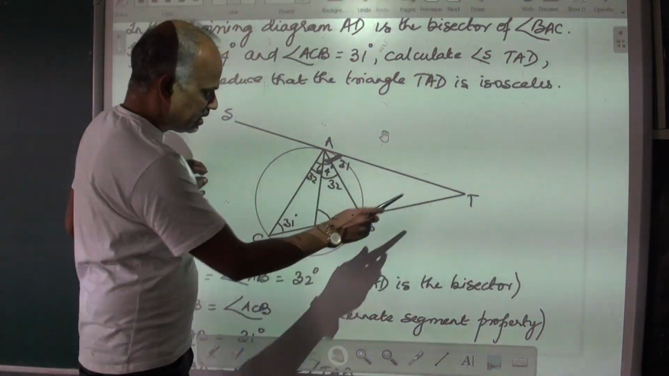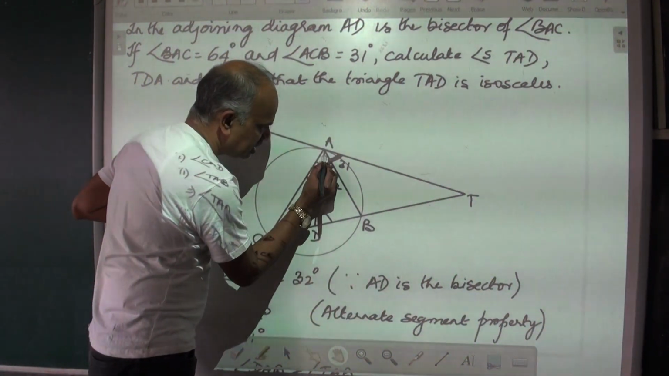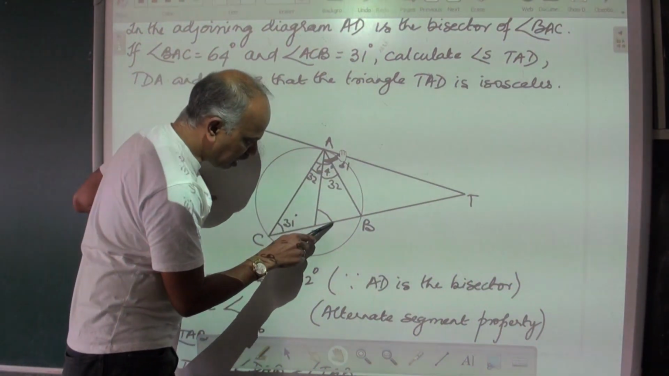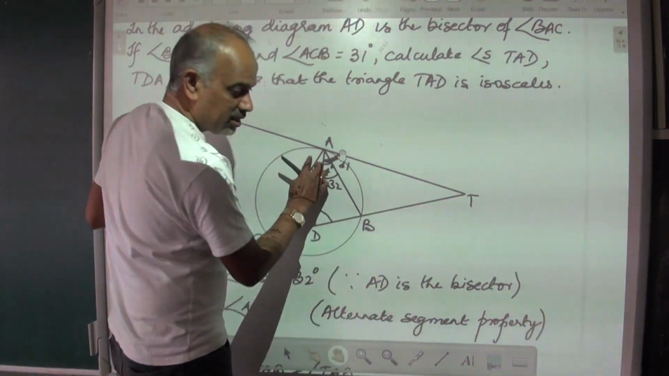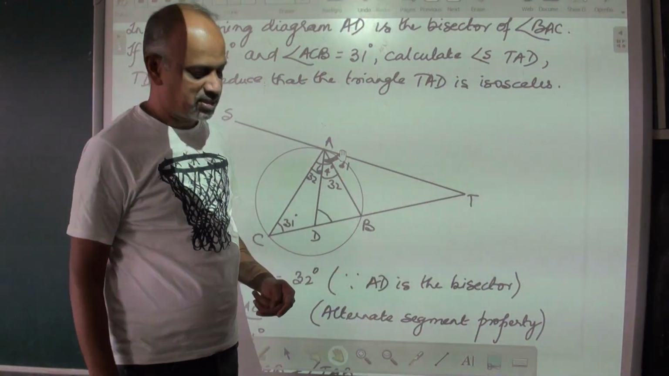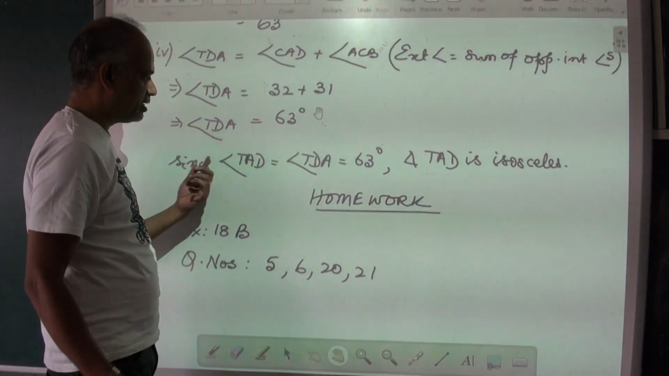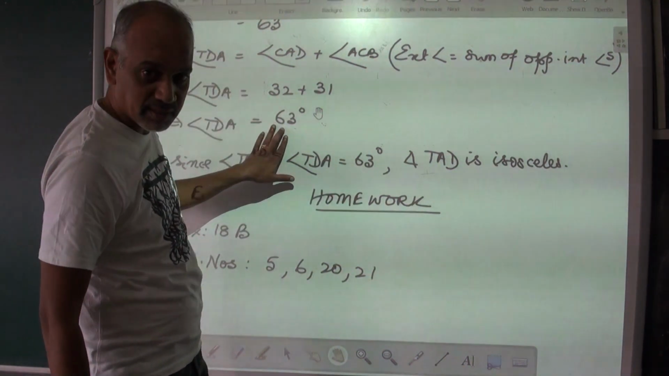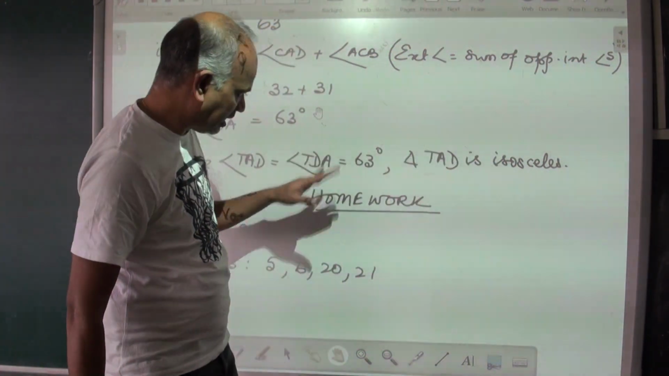Now, there was one more question which says, after finding these, deduce that the triangle TAD is isosceles. Look at this. This one you got was 63, the first part. This one you got also was 63. These two angles are equal in this triangle. If two angles are equal, then such triangles are called isosceles triangles. So I've written a statement for that. Since angle TAD is equal to TDA, both are 63, triangle TAD is isosceles. So that's the last part.